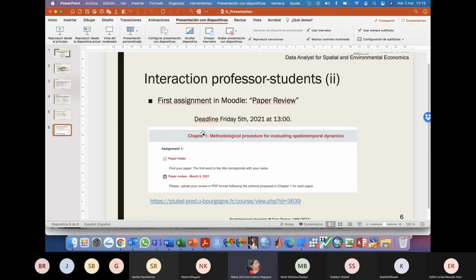For the next session, you will have to upload an assignment and you must use Moodle to do that. It is already prepared here, chapter 1. You have a web page. You must enter, this is the address to enter the course. You will have there even these slides. And you also will find the assignments, correctly specified, okay? So it's important that you enter in Moodle.